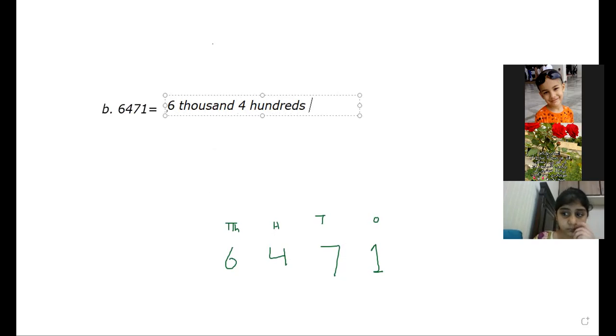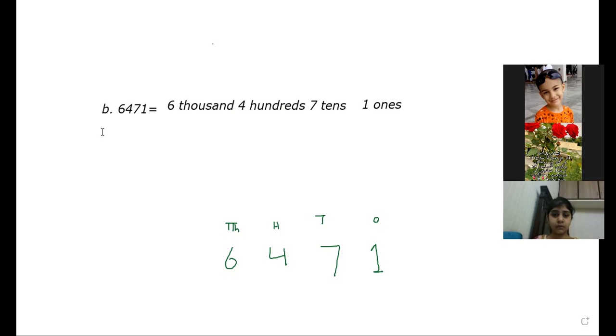Now the turn of this 7, and this 7 is standing on the tens place. How many tens do I have? I have 7 tens. After that, the turn of this one, and it is standing on the ones place. So how many ones do I have? I have 1 one. You can do these parts like this from A to H. I'm going to do one more for you, that is G part.